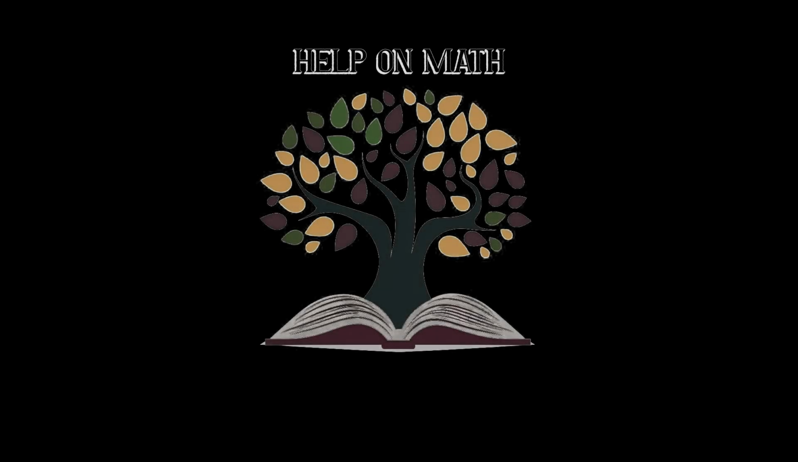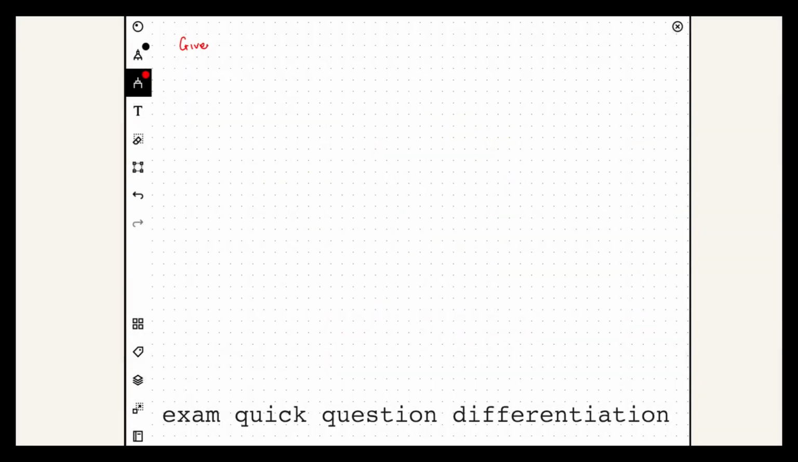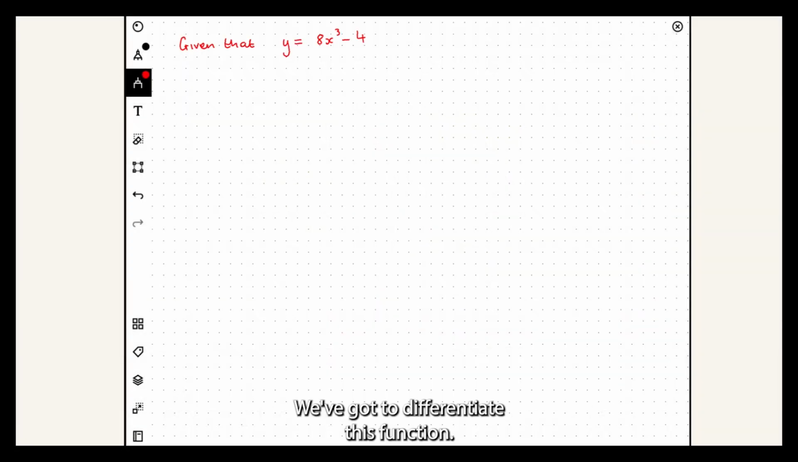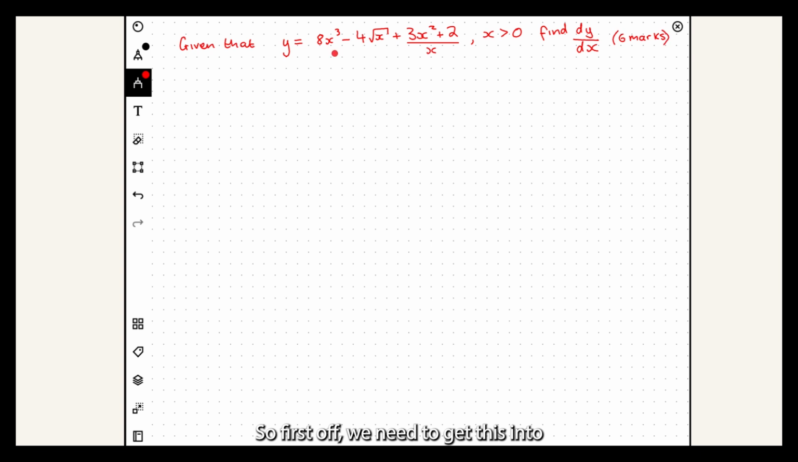Okay, here we have a 6-mark exam question, and we've got to differentiate this function. First off, we need to get this into a form that we can differentiate, especially as at the moment we are only going to be using simple differentiation. We need to change these two terms here into a form that we can differentiate more easily.